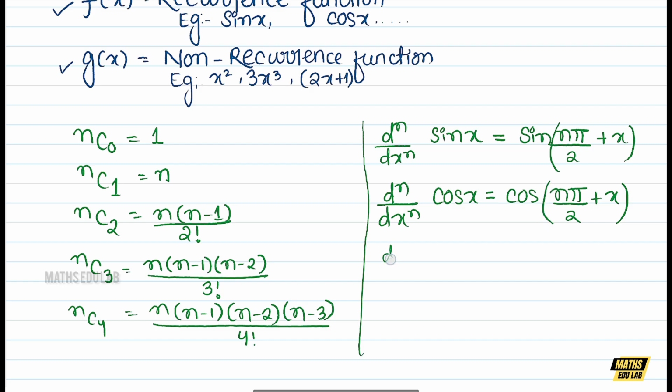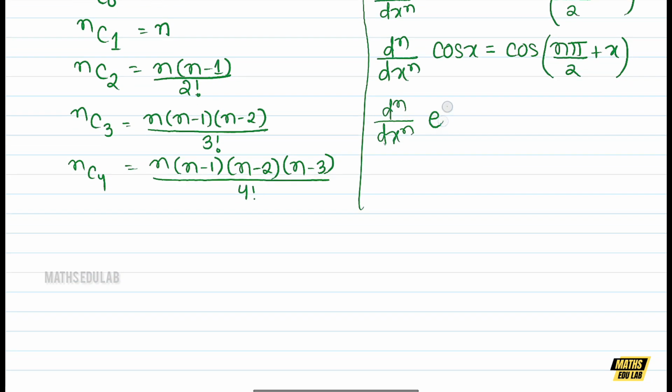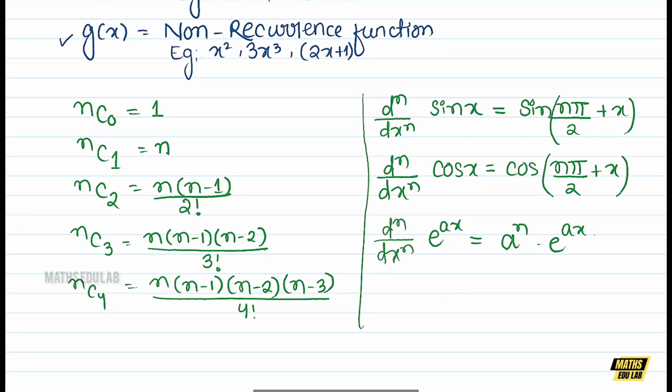Then one more nth order derivative formula is, the nth derivative of e to the power of ax, which is equal to a to the power of n into e to the power of ax. So these values we will substitute in the given questions to get the answer. So let's do one question based on this topic.